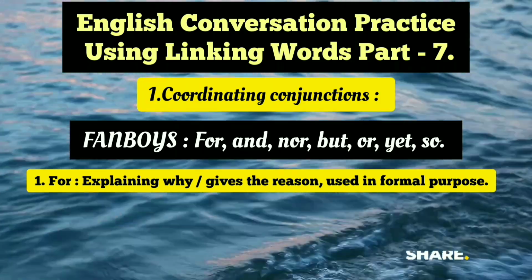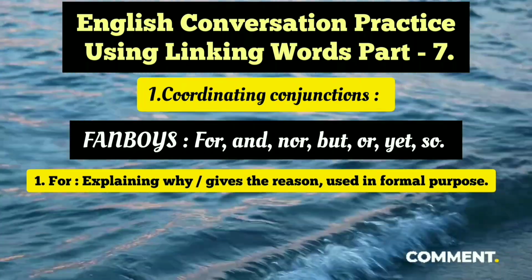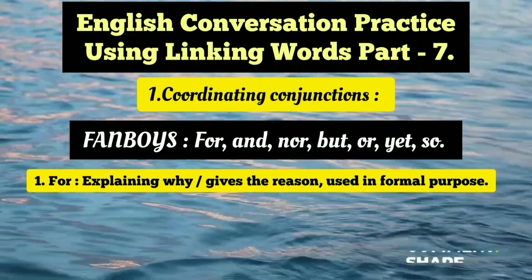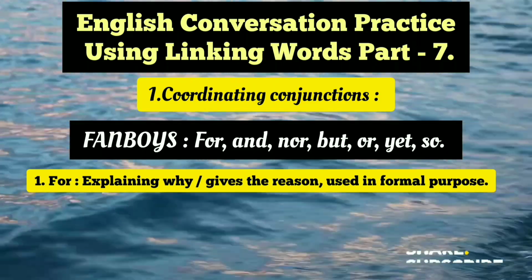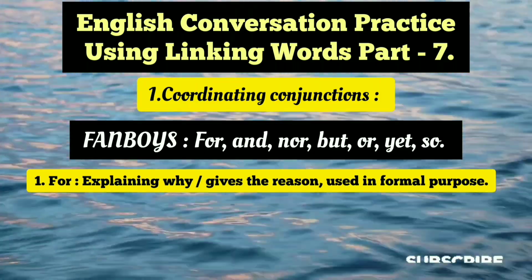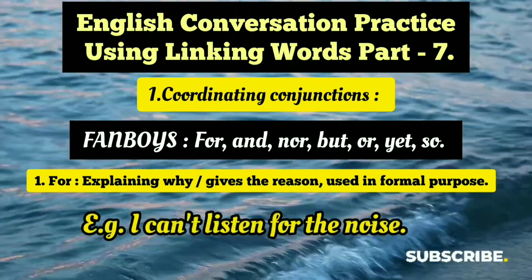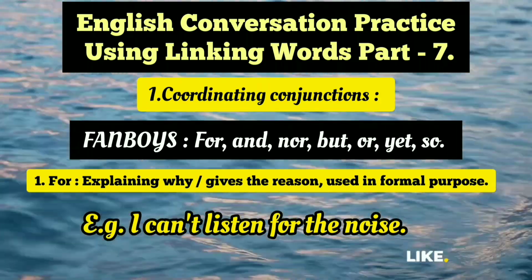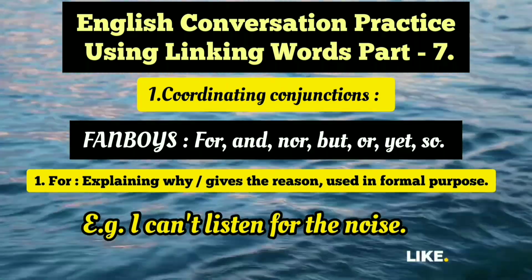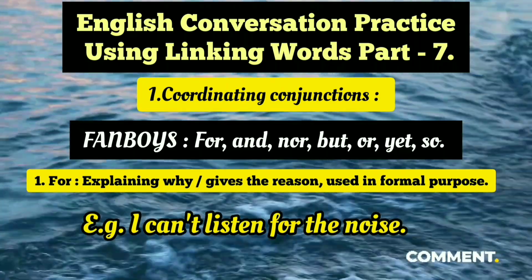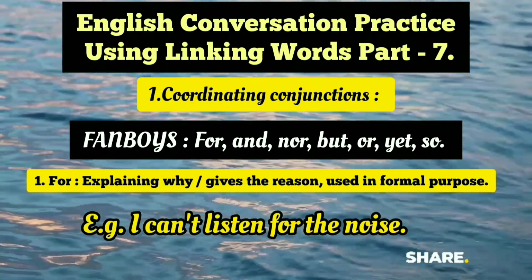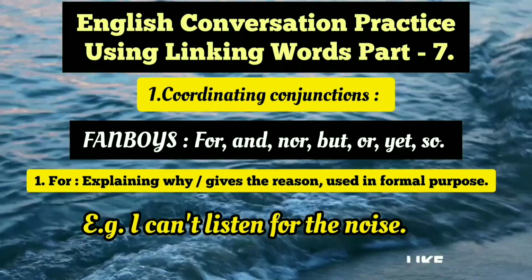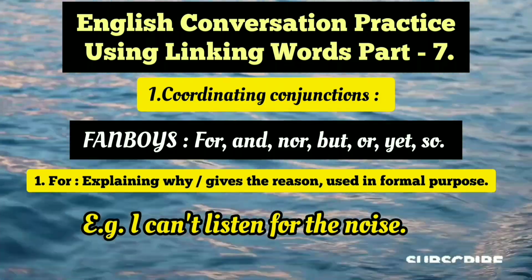For is used to talk about the reason. The same function is because, but because is used more commonly, and for is used in a formal context. As you see the example, I'm going to give you a particular sentence: I can't listen for the noise. Here I hope you understood. I can't listen, and I'm joining with for and giving the reason for the noise. So the reason is for the noise. Obviously it's a coordinating conjunction and it gives us the reason, and it is used in a formal context.